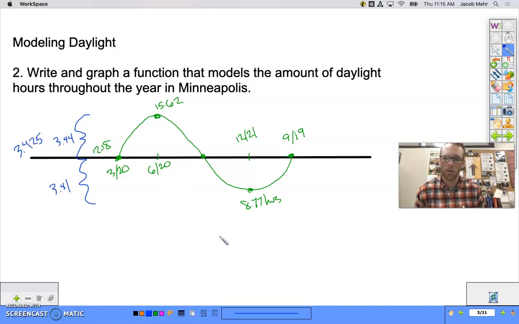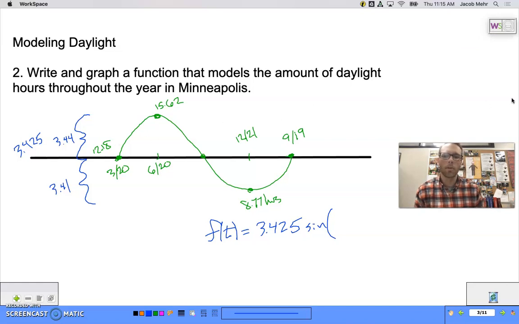All right, so we're writing our function with time. Our amplitude is going to be 3.425. We're using the sine function. All right, so now we're in here. Now we have to realize that we have a different period. Our period is normally 2 pi. What is our period now? This takes a little bit of thought here, doesn't it?